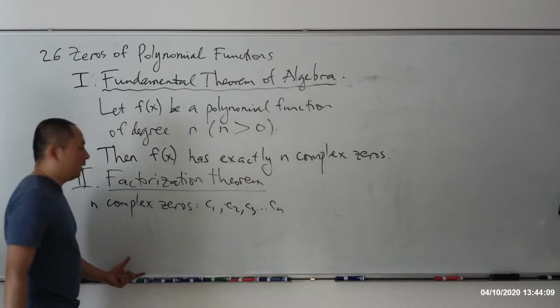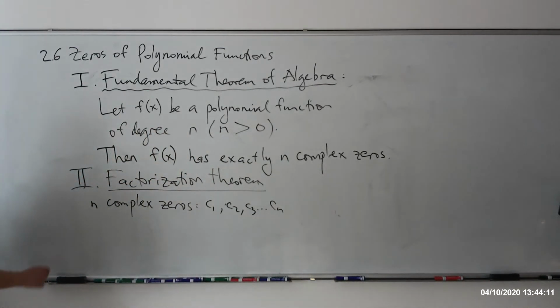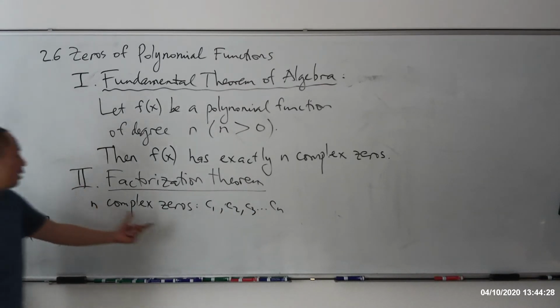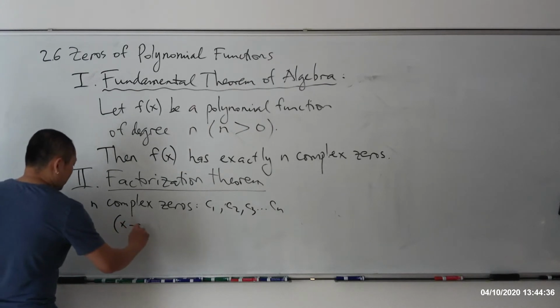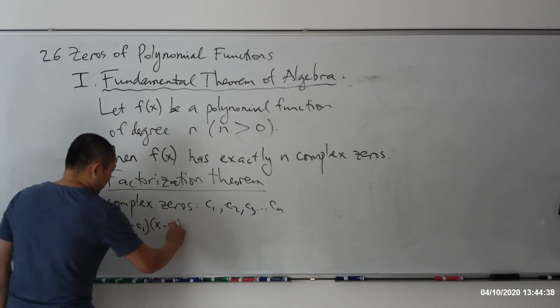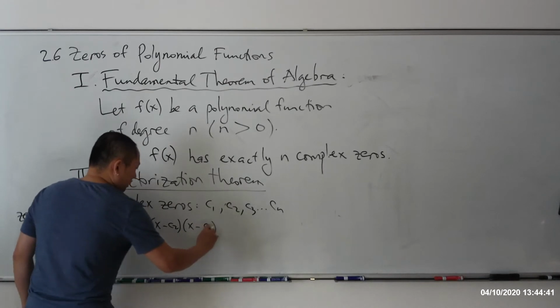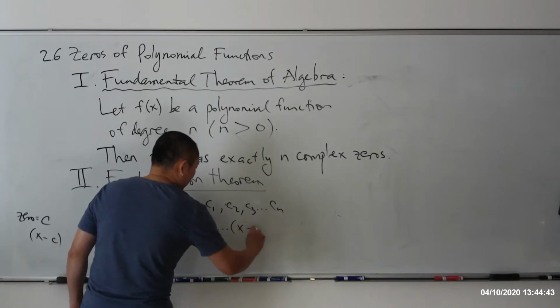And what we learned before about zeros: if a polynomial has a zero of c, then it has a factor of x minus c. If c is a real number, then we talk about the x-intercept, but we only care about zeros and linear factors. So if a polynomial has n zeros, c1, c2, c3, it's going to have n factors: x minus c1, x minus c2, x minus c3, all the way to x minus cn.